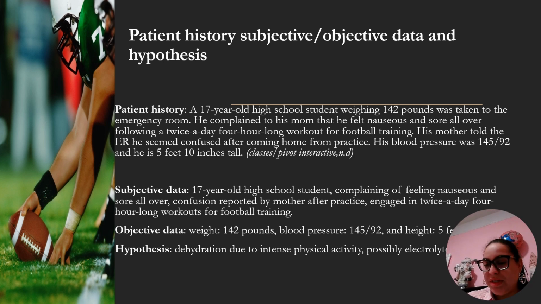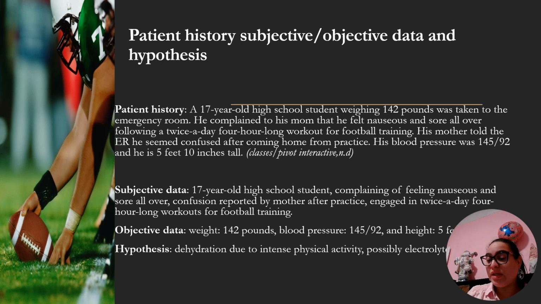Let's begin with the patient history, subjective, objective data, and hypothesis. We have a 17-year-old high school student. He weighs 142 pounds. He was taken to the emergency room complaining of feeling nauseous and sore all over his body related to intense physical activity. His mother told the ER he seems confused after coming home from practice. His blood pressure was 145/92, and he is 5 feet 10 inches tall.